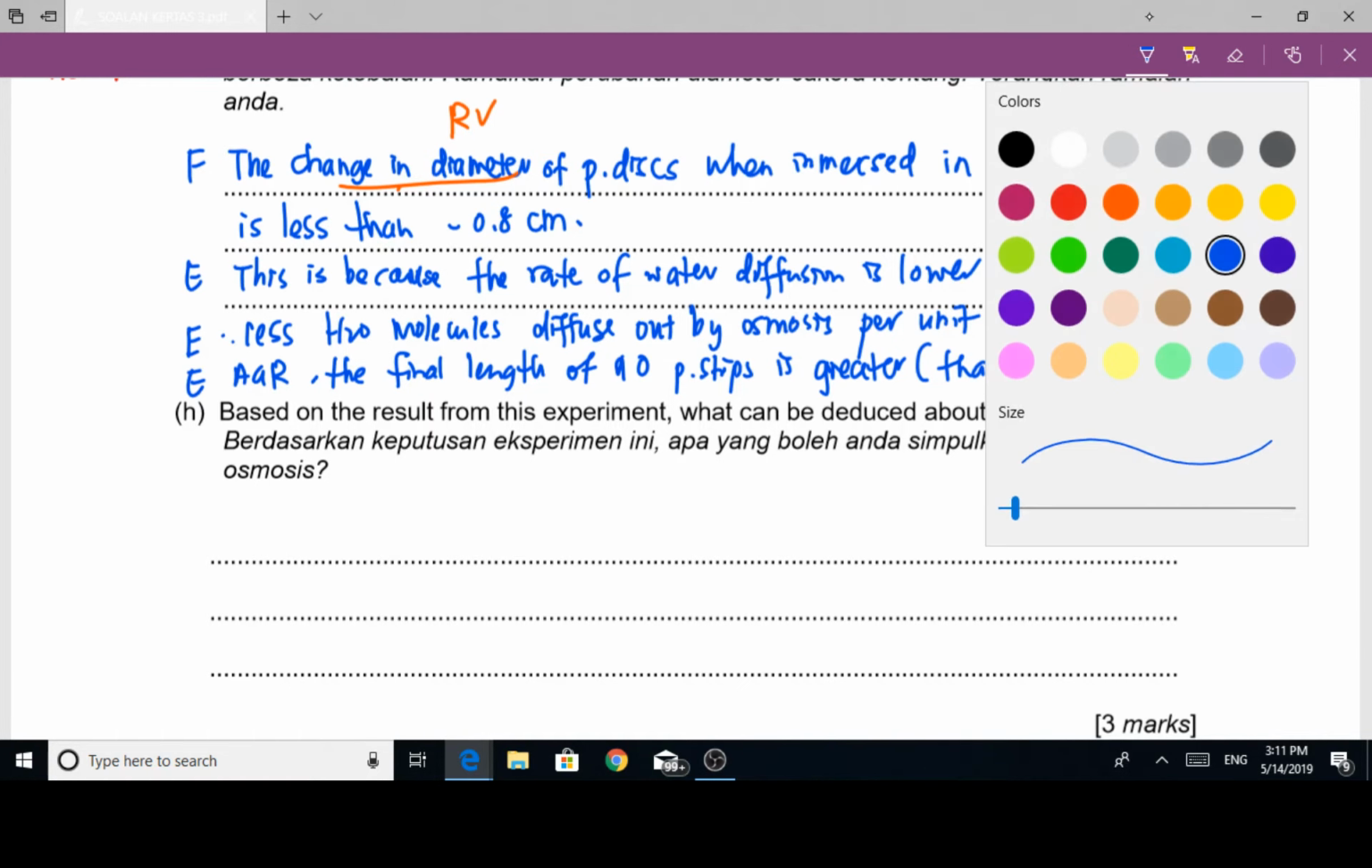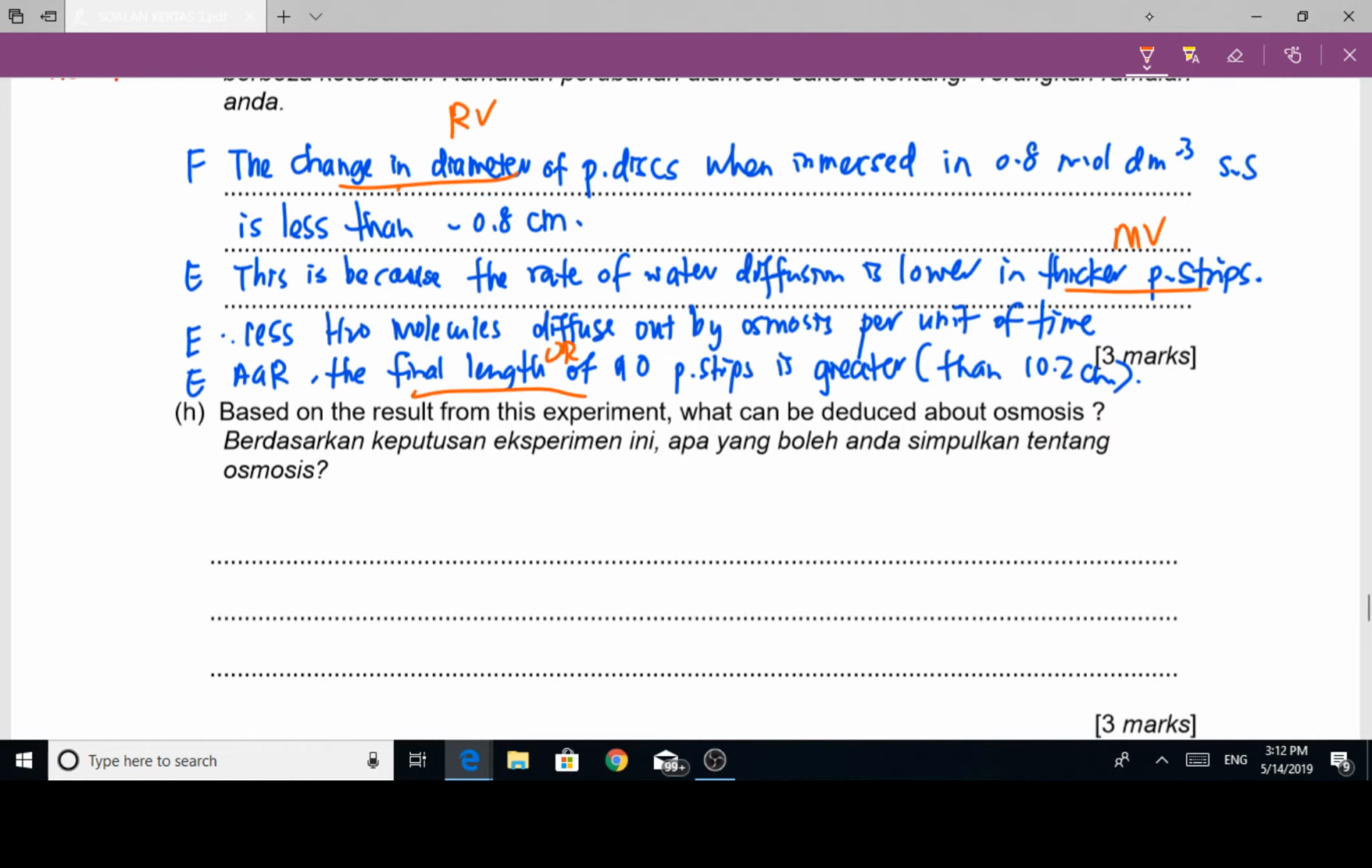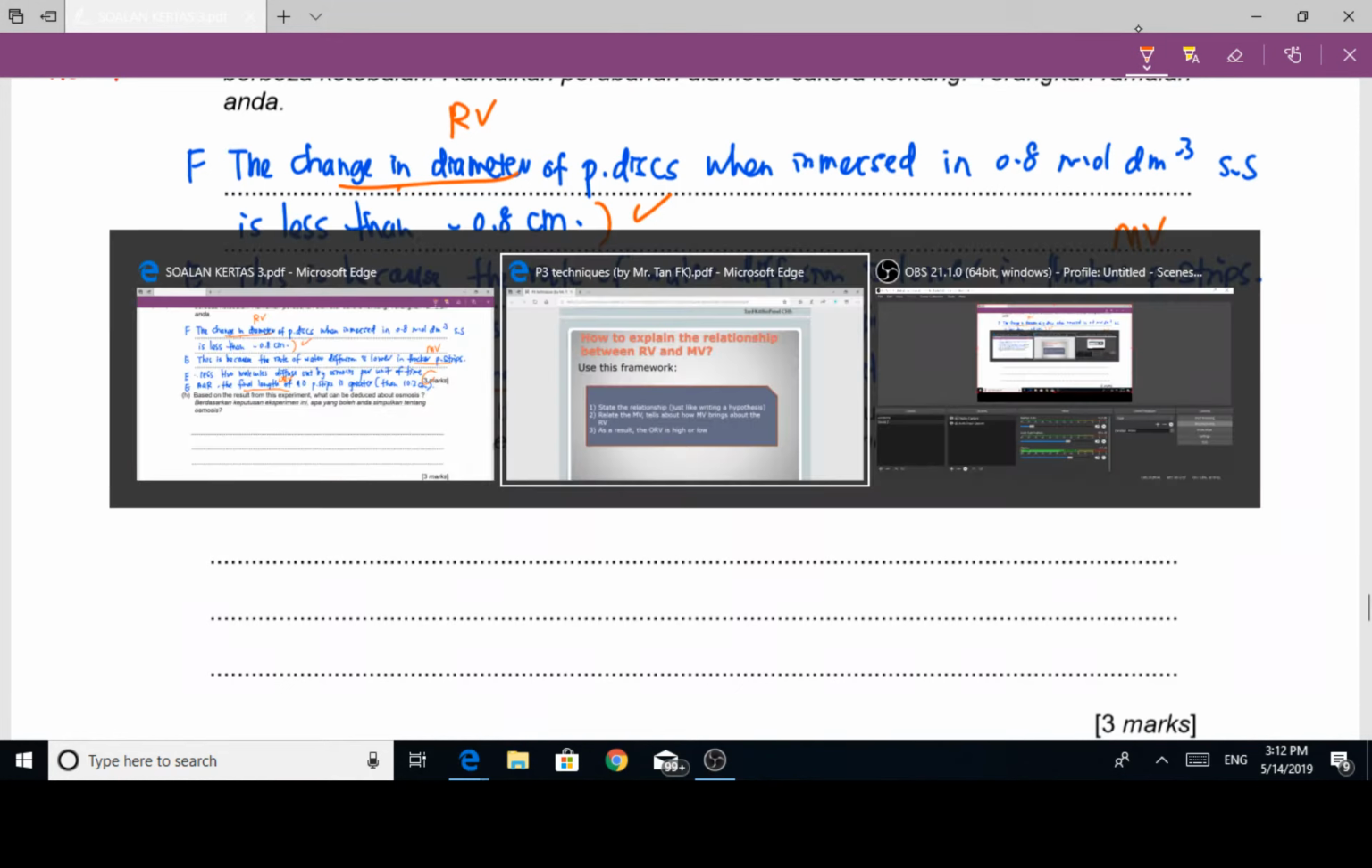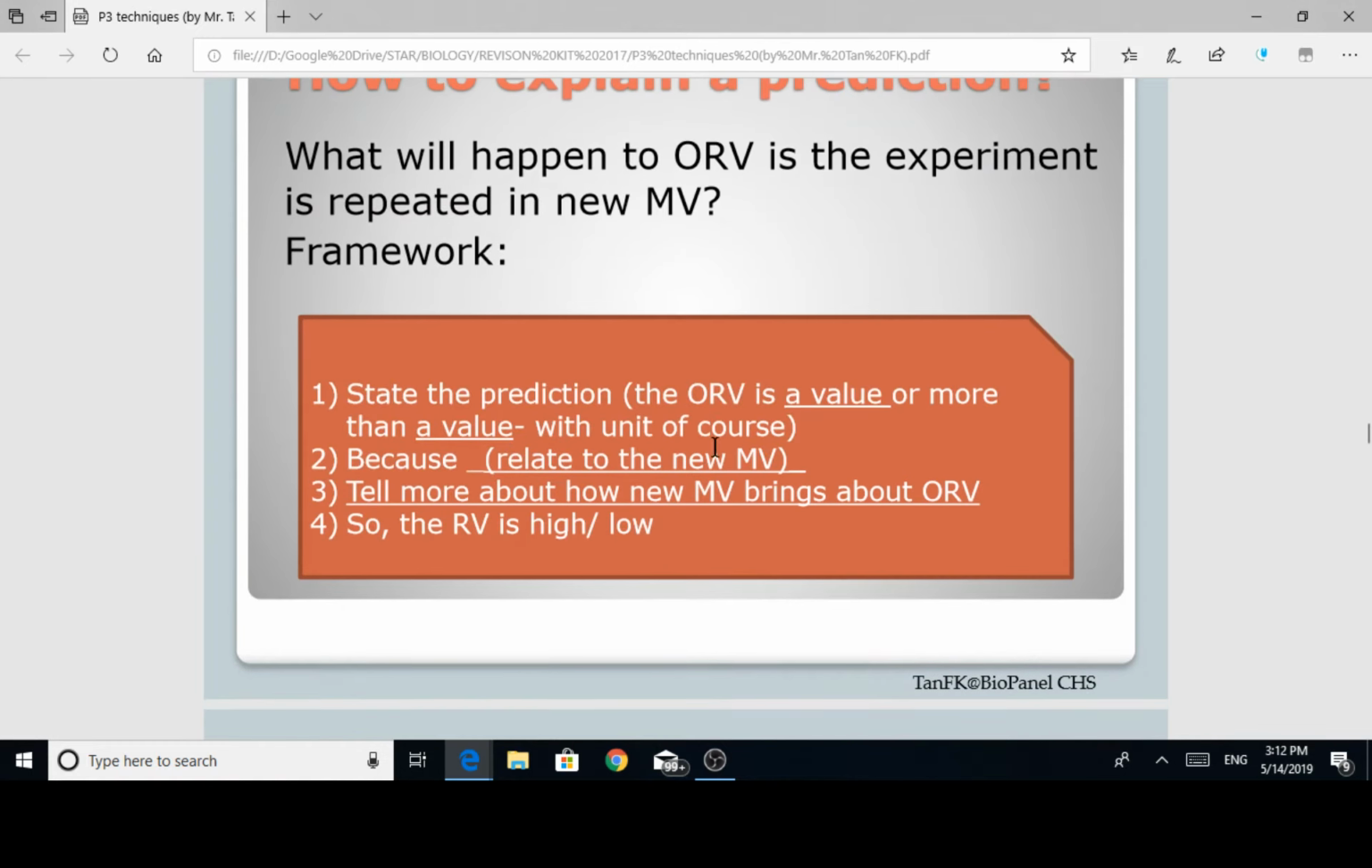Now let's check. If you have the MV, RV, and the ORV with the correct prediction, then well done, you get 3 marks. Let's see again. How do we explain a prediction? First of all, state the prediction. Give a value with unit of course. Then number 2 and number 3, try to relate it to the new MV. The new MV is stated in the question. And then lastly, give a small conclusion about the RV or the ORV. If in the first sentence you talk about the ORV, then the last sentence you should always end with the RV. If the first sentence you talk about the RV, then the last sentence you should end with the ORV.